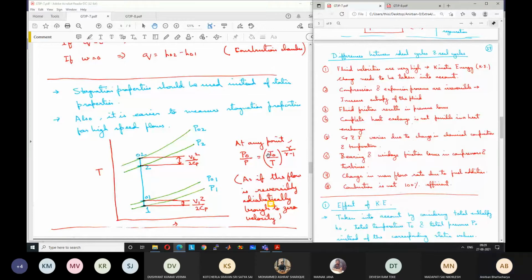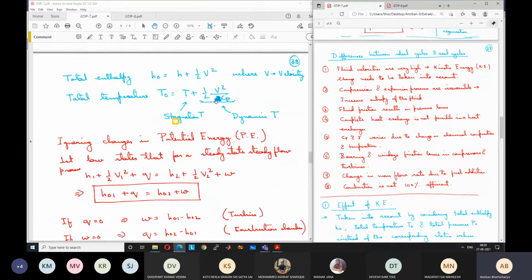So if I bring a fluid from high velocity to rest reversible adiabatically, the values that you obtain are the stagnation properties. So temperatures we know how to calculate. In case you know the static temperature and the velocity, we know how to calculate the stagnation temperature. Enthalpy we know how to calculate.